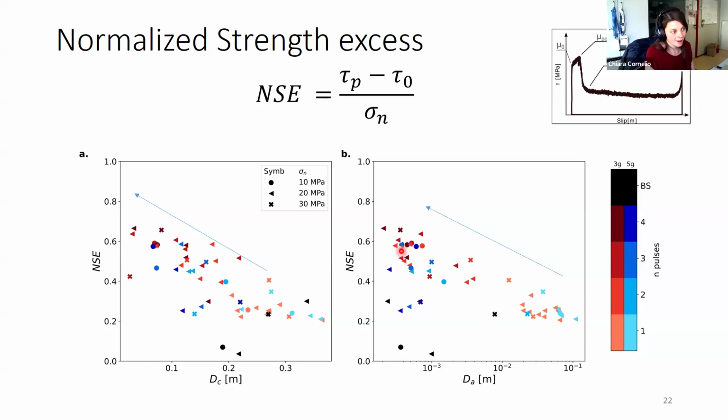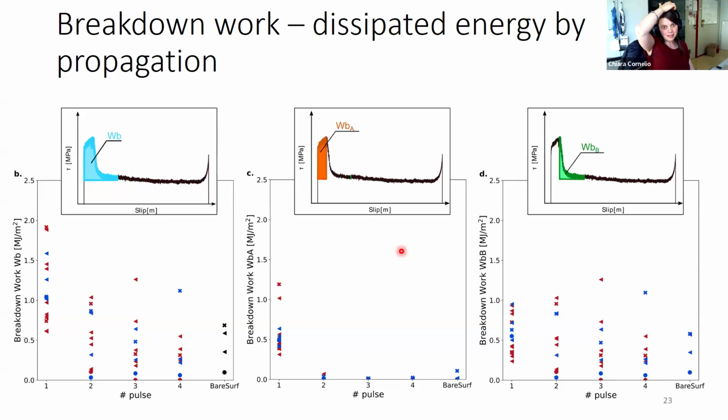So we can again combine a little bit more these parameters and look at what is happening with the energy. We define the breakdown energy as the integral of the shear stress with the slip, looking at what is occurring above the minimum, so the steady state value. Looking at the breakdown energy, we can see that for the first pulse it is much bigger compared to the second, third, and fourth ones, and also compared to the bedrock.